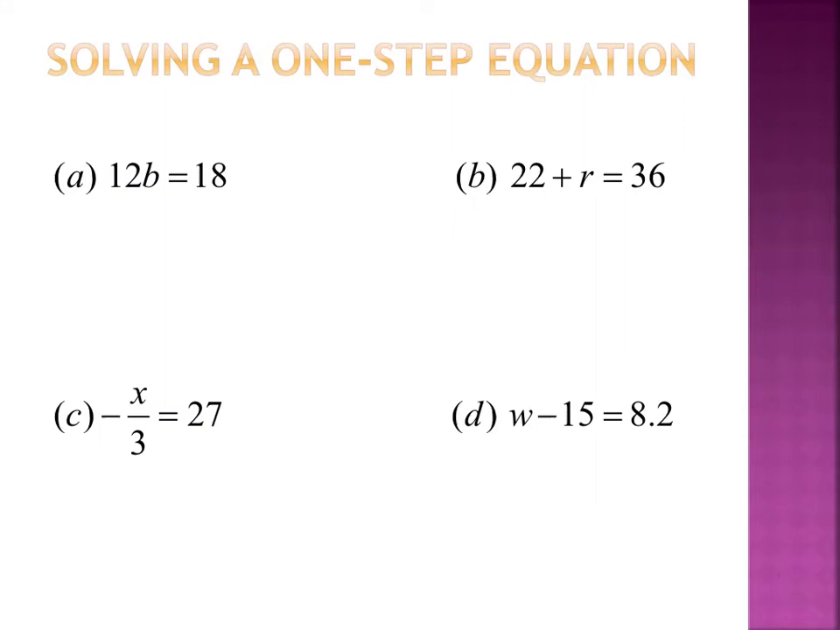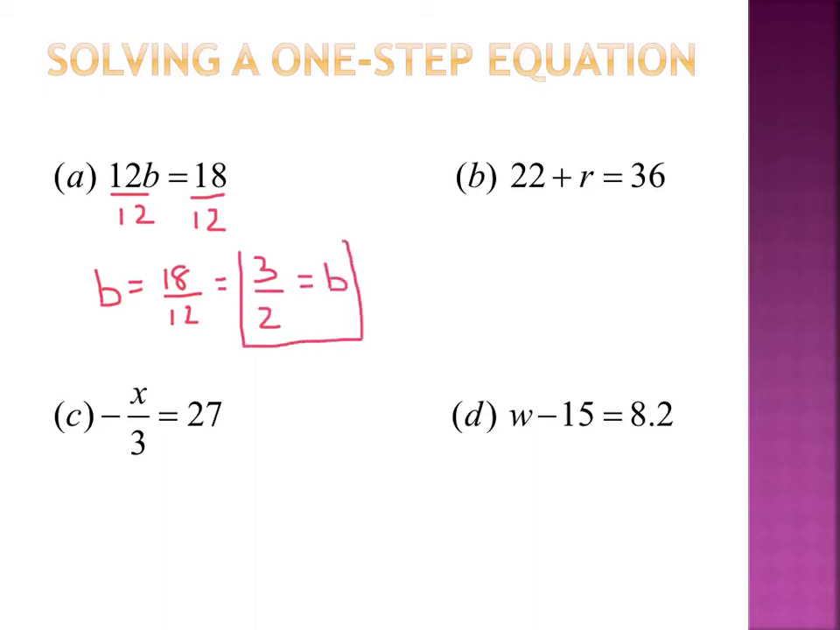So solving one-step equations means I only have to do one inverse operation to isolate my variable. For this first problem, 12 times b equals 18. Since I have multiplication going on here, in order to undo this operation, the inverse operation is division. So I'm going to divide each side by 12, and that isolates my variable. And I get 18 over 12. Of course, we always simplify, so reducing that down, I get 3/2. So b is 3/2, and I can always go back and check my answer, which you should, and if you plug that in, you will see that it makes a true statement.